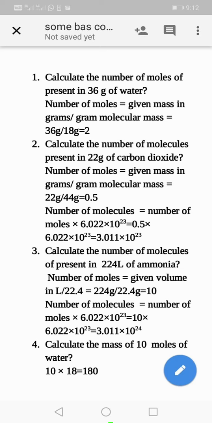So in today's class we have learned the concept of moles. The mole is the number of particles present in 12 grams of carbon-12 isotope. And how will you find the number of moles? We have studied two equations to find the number of moles. Number of moles is equal to given mass in grams divided by gmm, or number of moles is equal to given volume in liters divided by the molar volume at STP. Molar volume is a constant value, 22.4 liter for any gas at STP. STP stands for standard temperature and pressure.